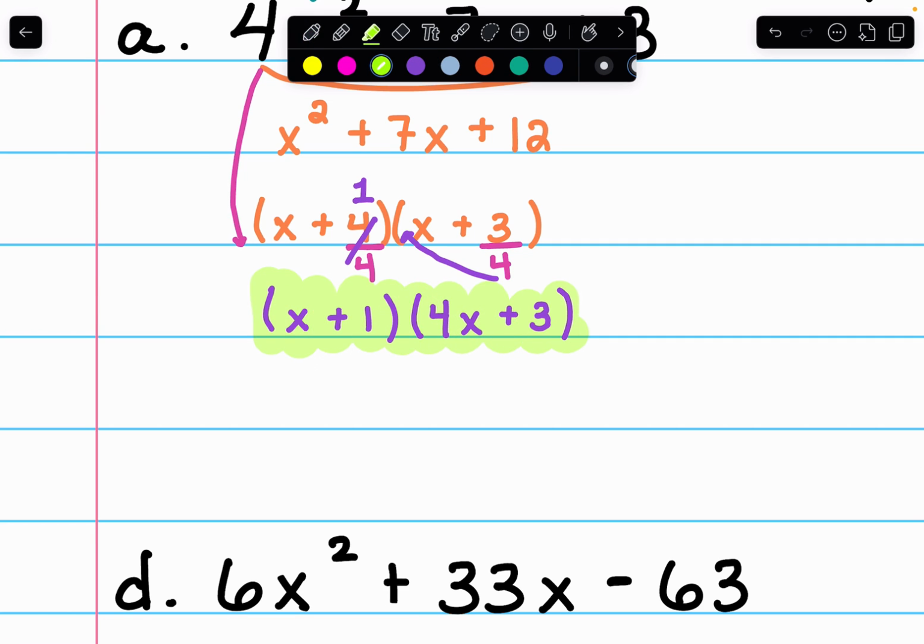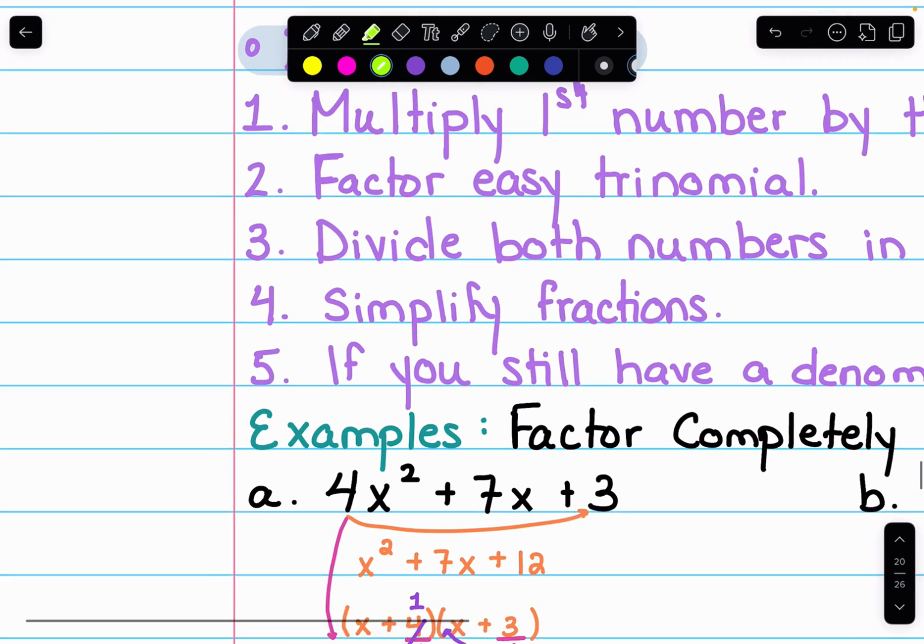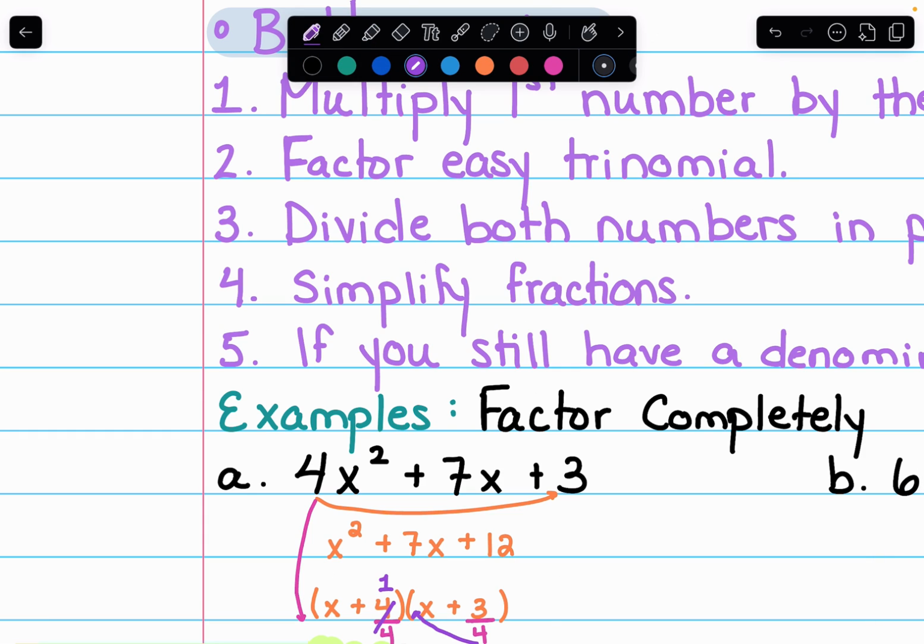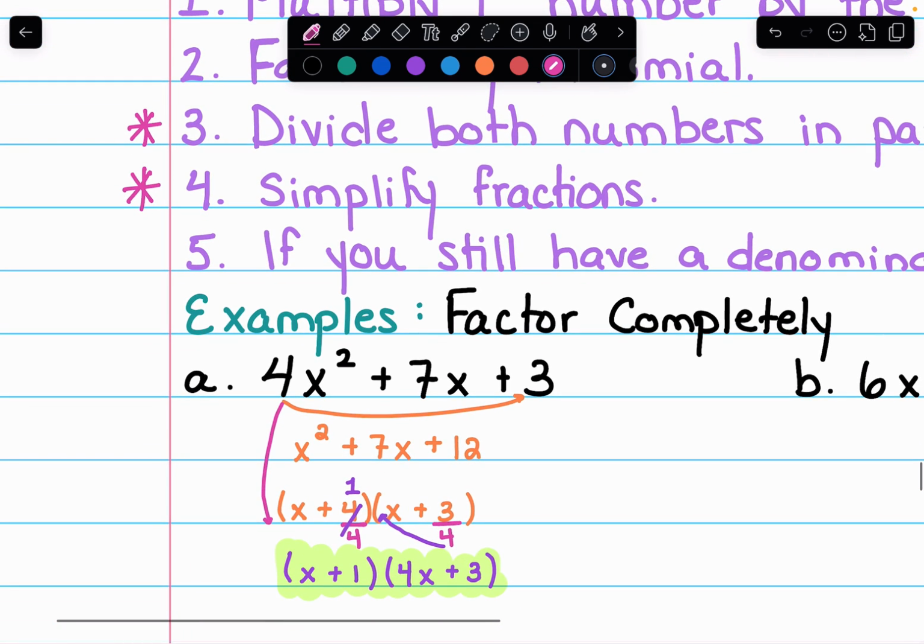That's the same exact answer that we got when we did trial and error, just in a different way. Okay? I want you to come up here and put a star by steps 3 and 4 because those are the steps that we forget to do. If you use this method, the mistake you'll make is you'll forget to divide those numbers. And then if you divide it, you'll forget to simplify your fractions before you write your answer. Okay?